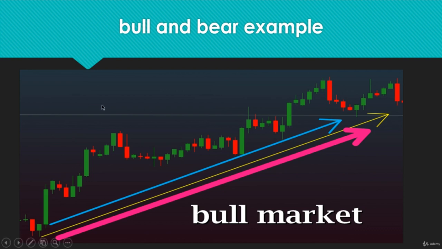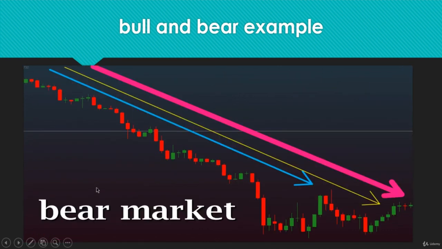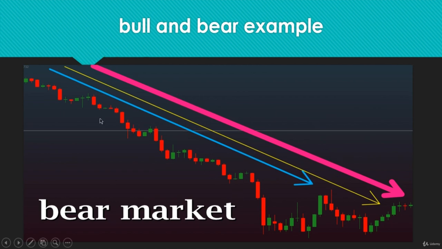Now you see that's a bull market. Let's move on. Here is a bear market. Bear, that means there is a bull. The bull is the animal and the bear is the animal. When the bulls are winning, the buyers push the market up. When the bears are winning, that means the sellers are pushing the market down. And sometimes the market is choppy or sideways or ranging. That means there is no direction. I think everything here is very clear.